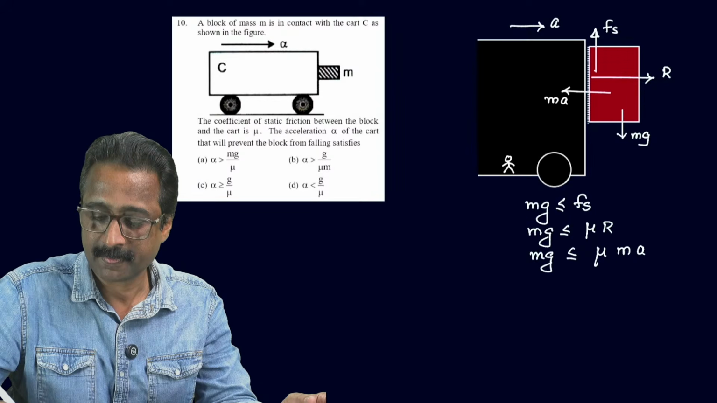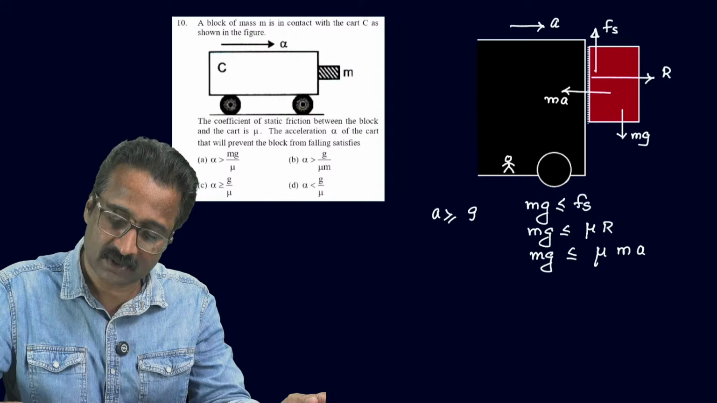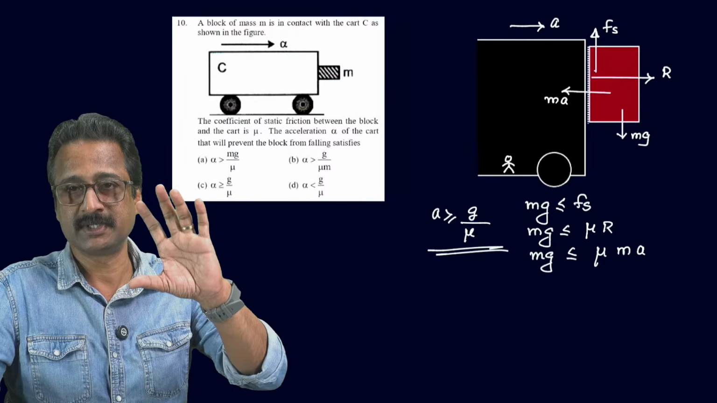They ask you what is A. So rearranging, you'll see that A must be greater than or equal to G divided by mu. That is it. So if the acceleration of the frame is greater than or equal to at least G by mu, you can manage the body to keep stationary with respect to the surface. They ask you the minimum acceleration or condition for that. The answer is this A.